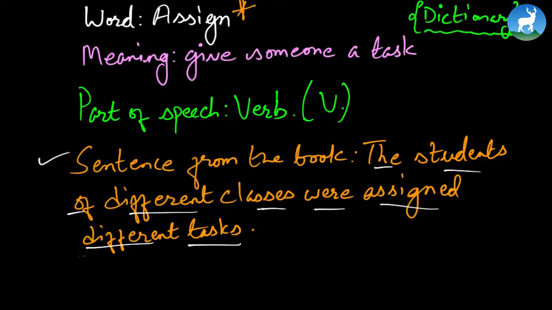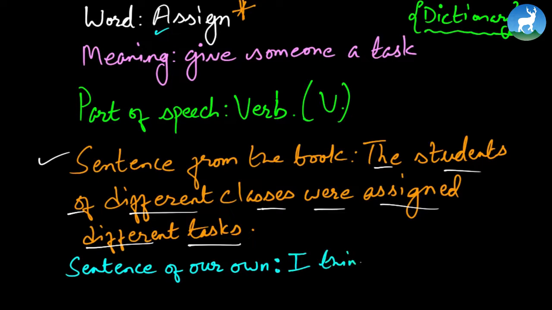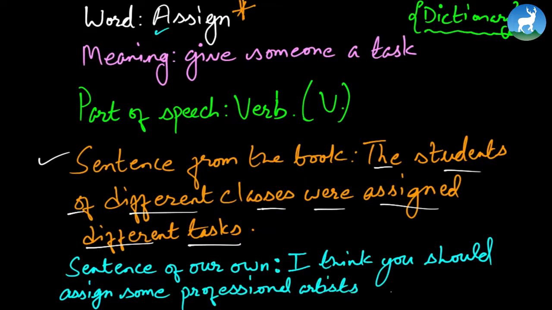Now what we do is we make a sentence of our own. Okay, now how are you planning to use this word in your sentence? I think you should assign some professional artists to make your portrait. So this is how you can do the vocabulary words.